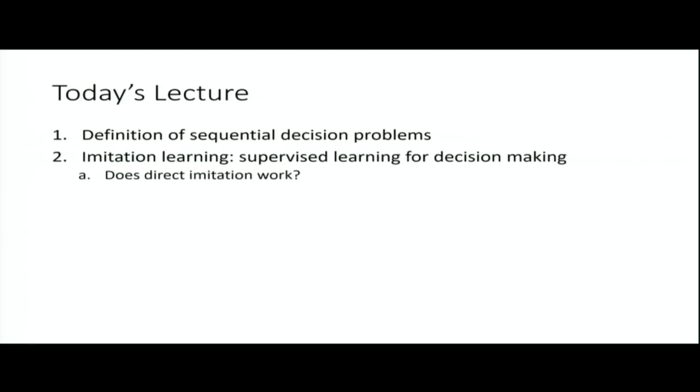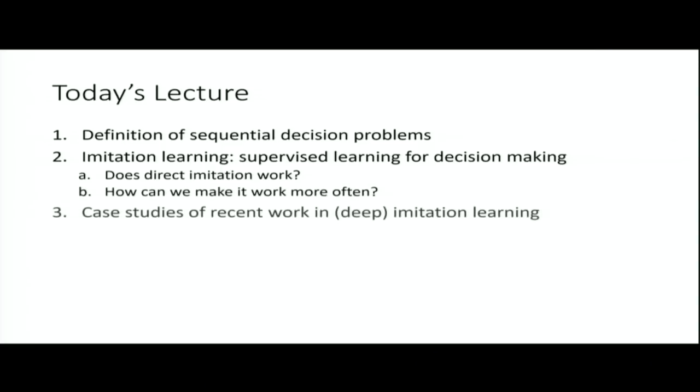I'm going to talk about whether direct imitation, meaning just naively applying a supervised learning algorithm to learn behaviors, works or not, and in which situations it works, and how we can make it work more often. I'm going to talk about a few case studies, basically just discuss some papers that look at deep imitation learning, and then I'll talk about kind of what's missing from imitation learning, and that'll motivate the next lecture for this week.